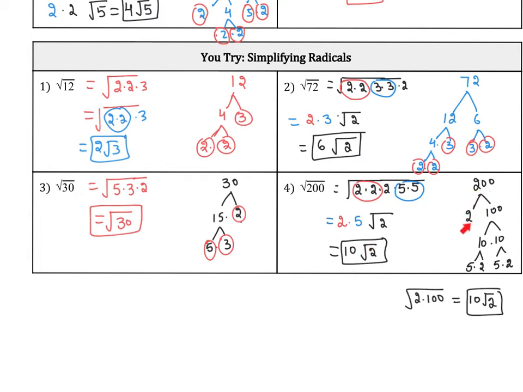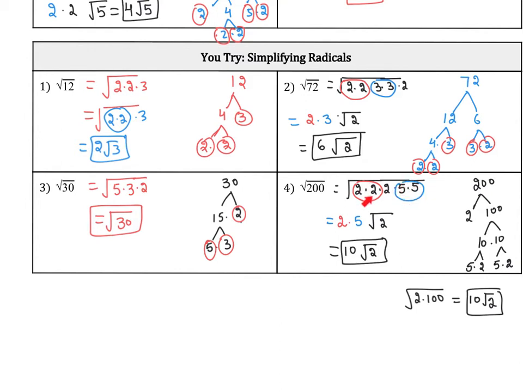So 200 can be broken into 2 times 100. 100 is 10 times 10. And then each 10 can be further broken into 5 times 5. All the end numbers are written inside the radical symbol. So there are three 2's, and there are two 5's. So one pair you got is 2 times 2, another pair is 5 times 5.